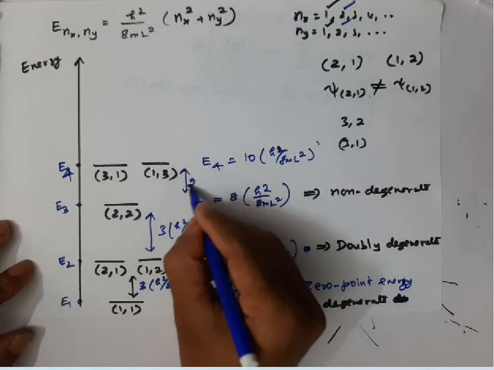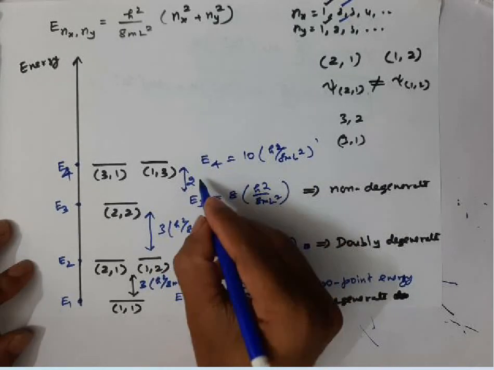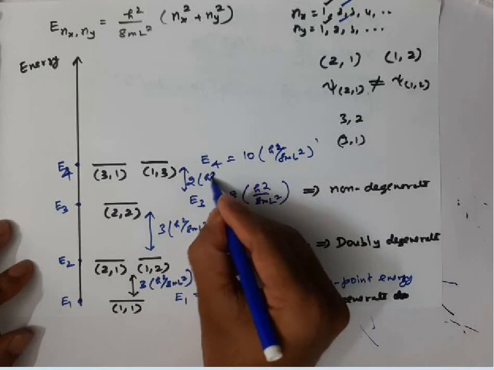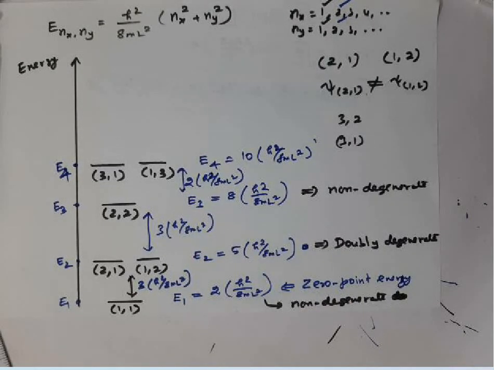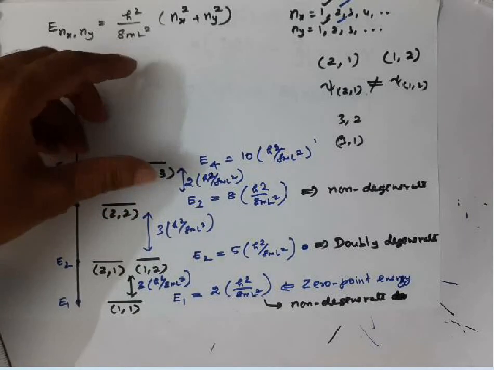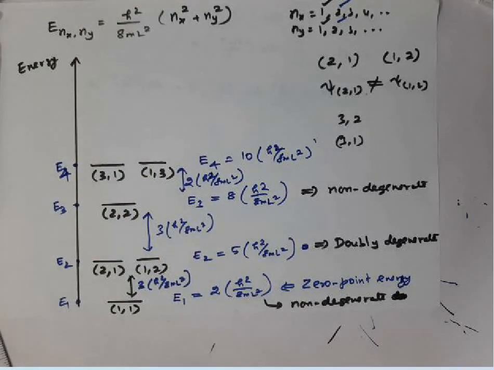Just notice this carefully. Here the gap is 2 times, right? This is 10, this is 8, so 2 times h square by 8ml square. So the gap will sometimes increase, sometimes decrease. We cannot give a general expression for this type of system. But this is how the energy exists for a particle confined in a square 2D box. So keep this in mind.